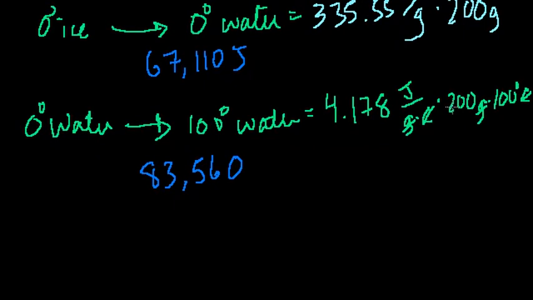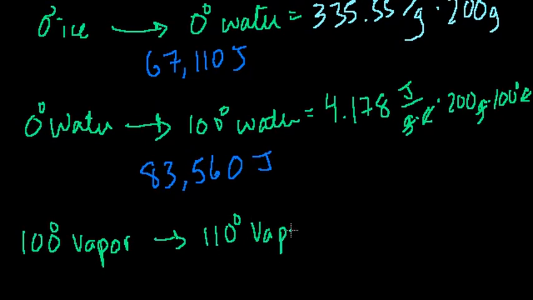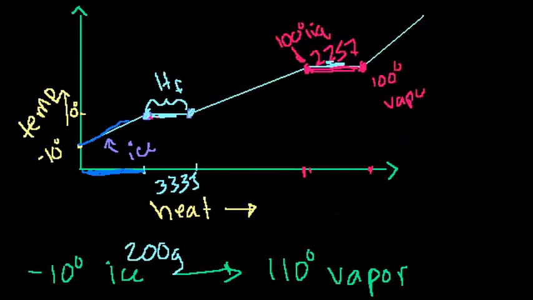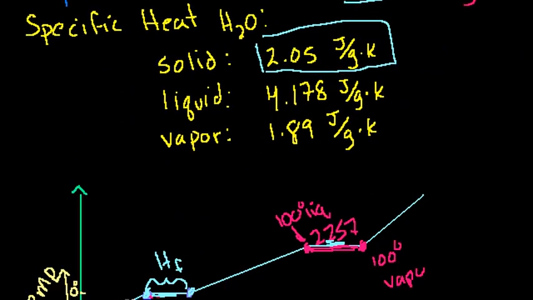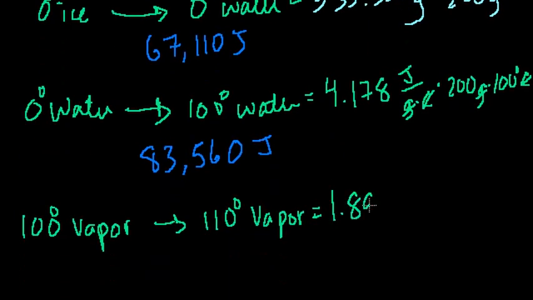Let's see. 4 times 200 is 800. 800 times 100. Yeah, that's about right. Joules. Now we're dealing with 100 degree water vapor. And we have to turn that 100 degree vapor to 110 degree vapor. So we use the specific heat of vapor. 1.89 joules per gram Kelvin, multiplied by the amount of vapor we're dealing with, 200 grams. That obviously doesn't change. We're not adding or taking away mass from the system. Times the temperature change, times 10.